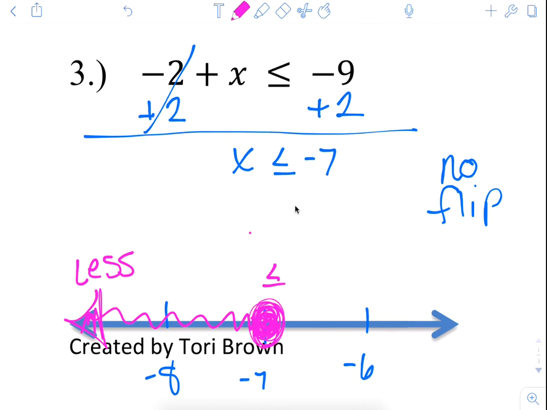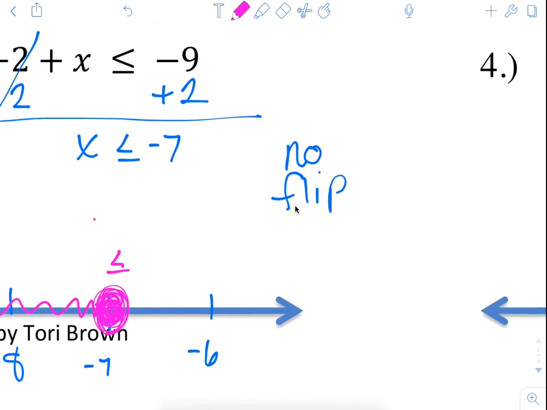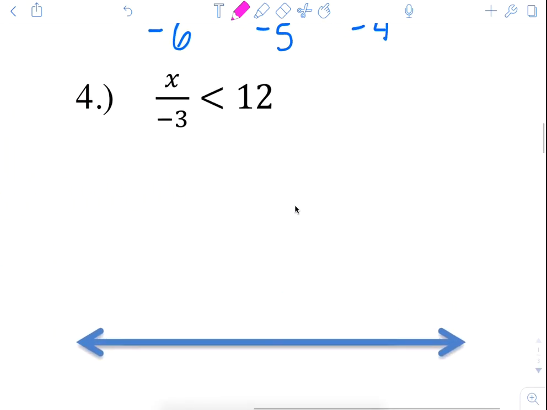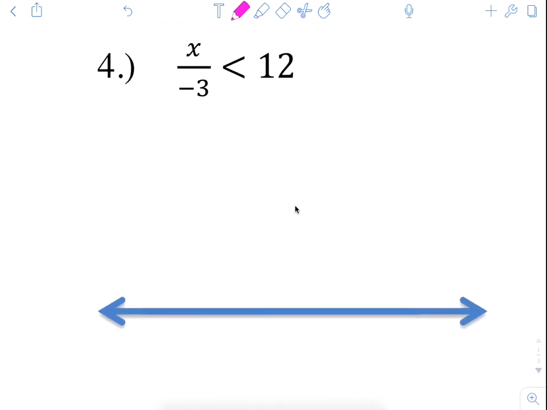Again, if you ever need to pause or take more time, go ahead and do that. You can always come back. Moving on to number 4. Number 4, can we simplify anything in this equation? No, there's no distributing, no combining. We're going straight to solve.